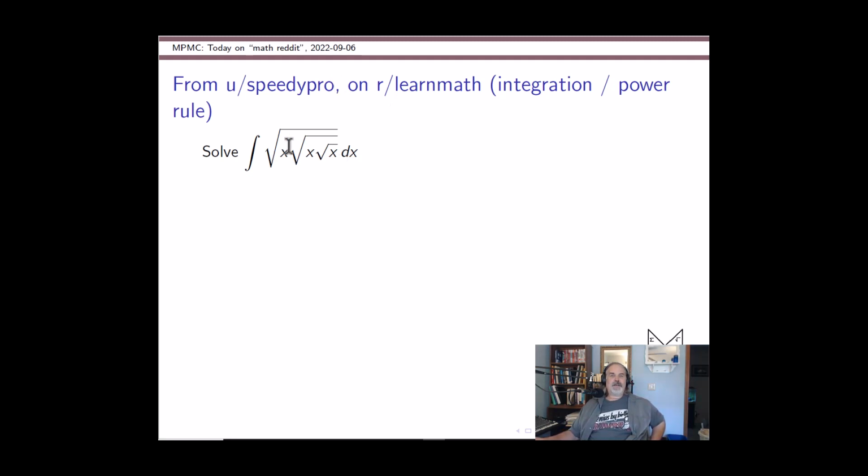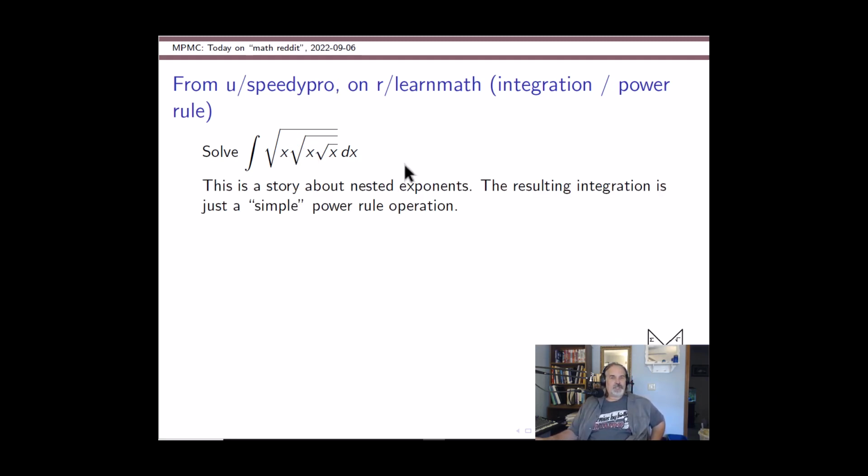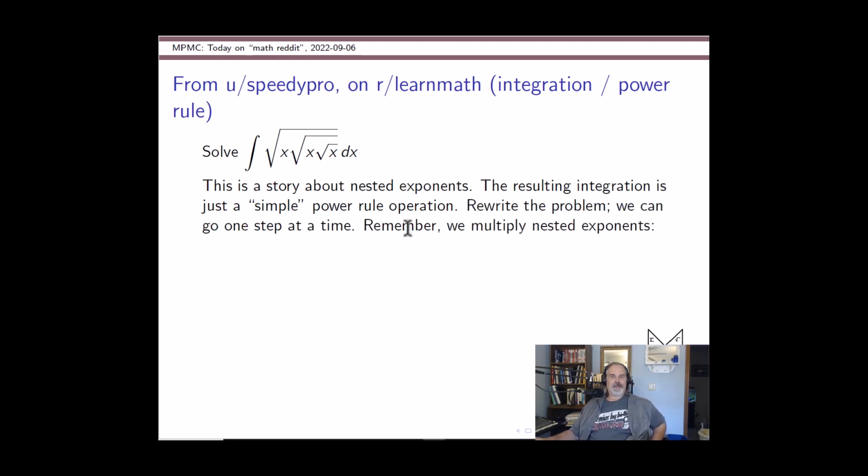This was just fun because of the nested roots here. So you're doing an integral of the square root of x times the square root of x times the square root of x. This ends up just being a power rule problem, but easier said than done, right? So let's turn that mess of nested square roots into exponents. And the kicker is to remember that when we multiply with a common base, we add the exponents. When we have nested exponents, we multiply the values.